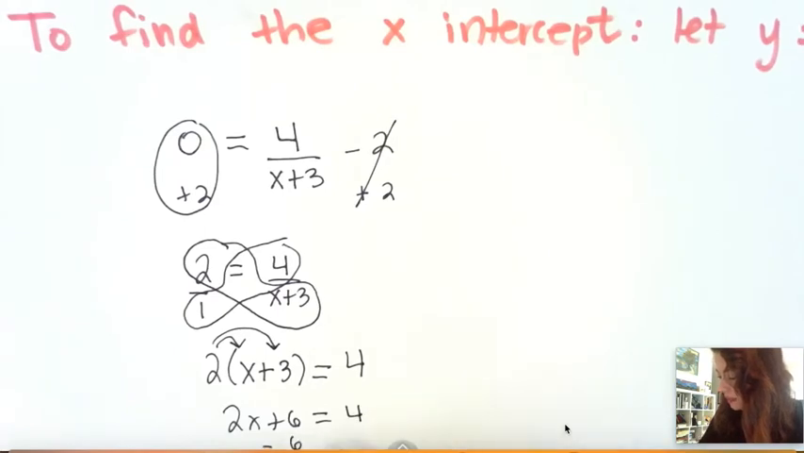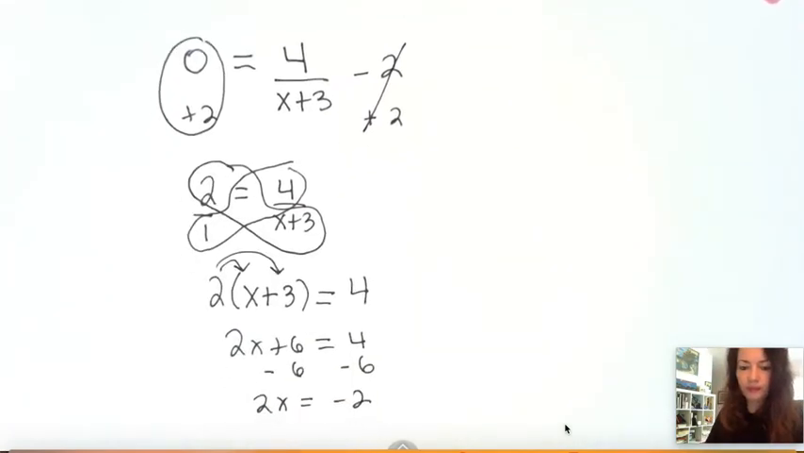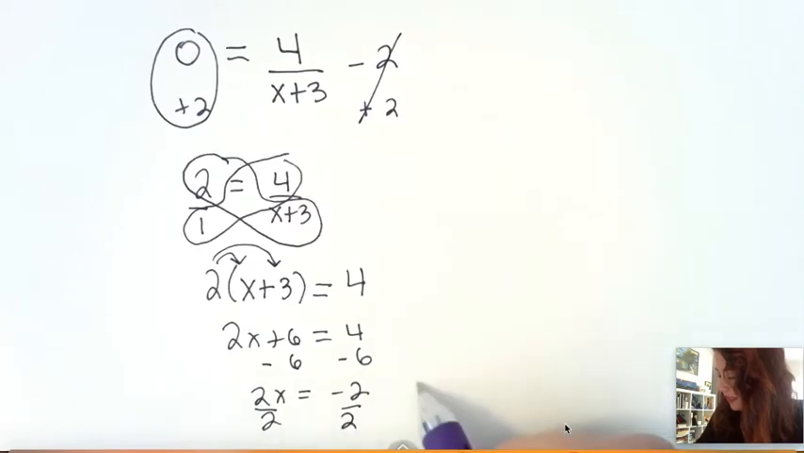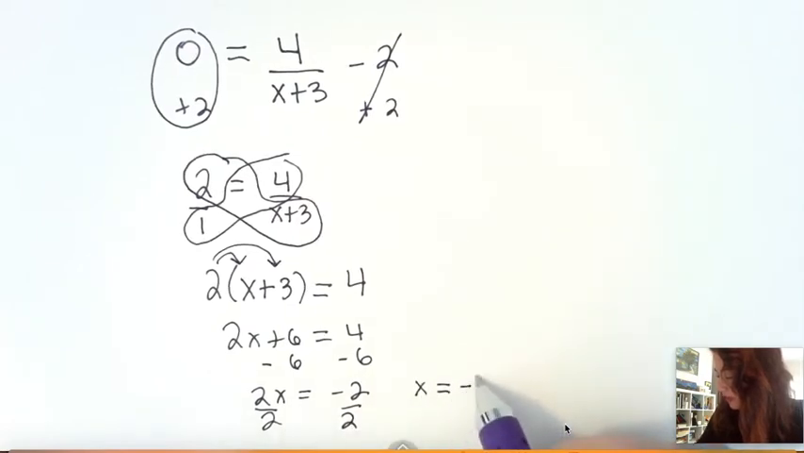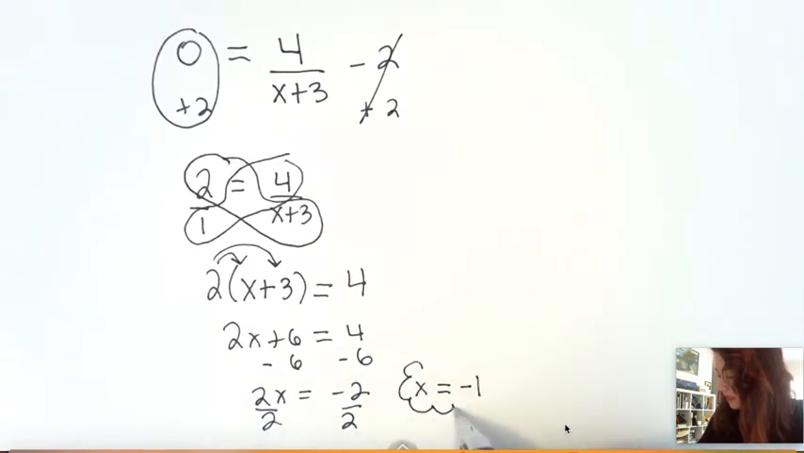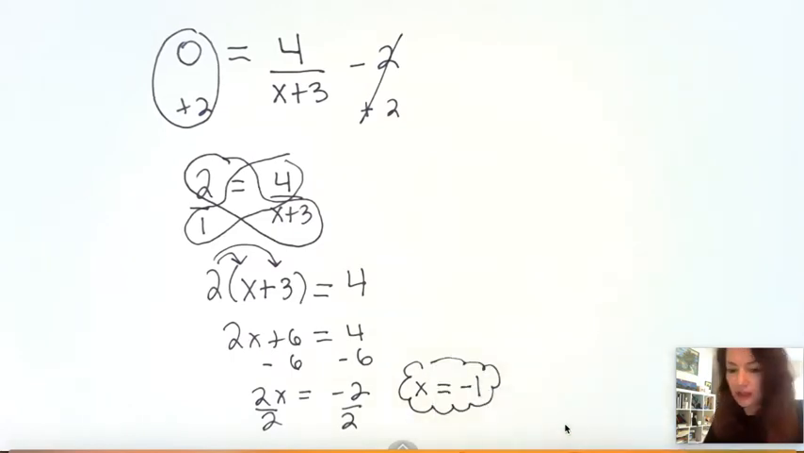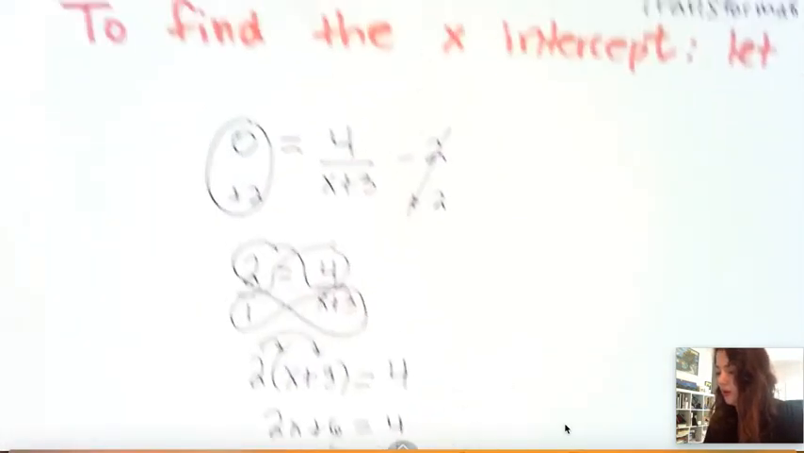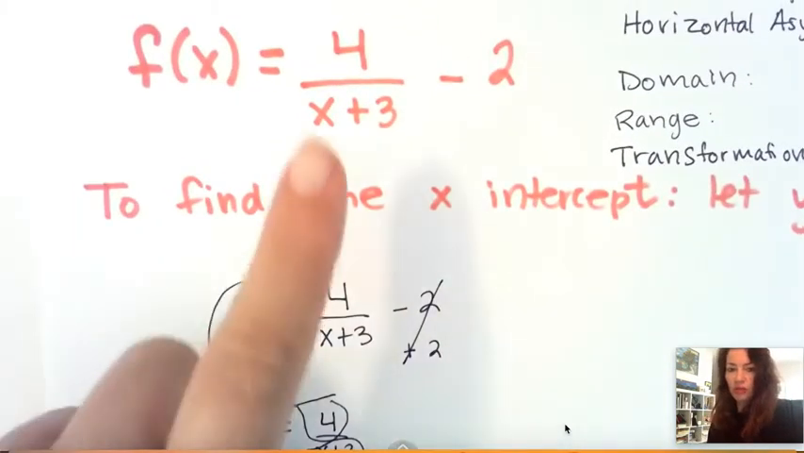Subtract 6 on both sides. We get 2x equals negative 2. And then divide by 2 on both sides, and x equals negative 1. So basically, we just found that the x-intercept is negative 1, and that is, of course, when y equals 0, when we plug into this equation.